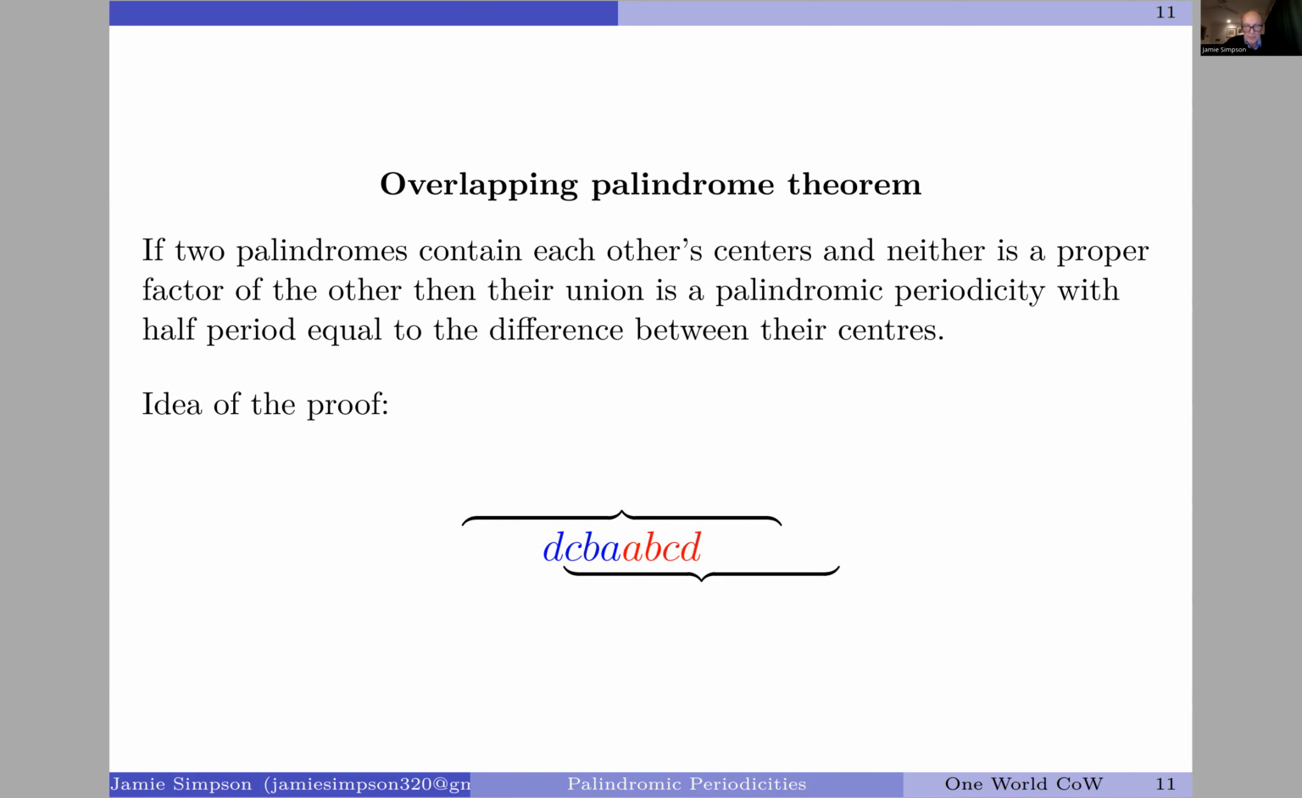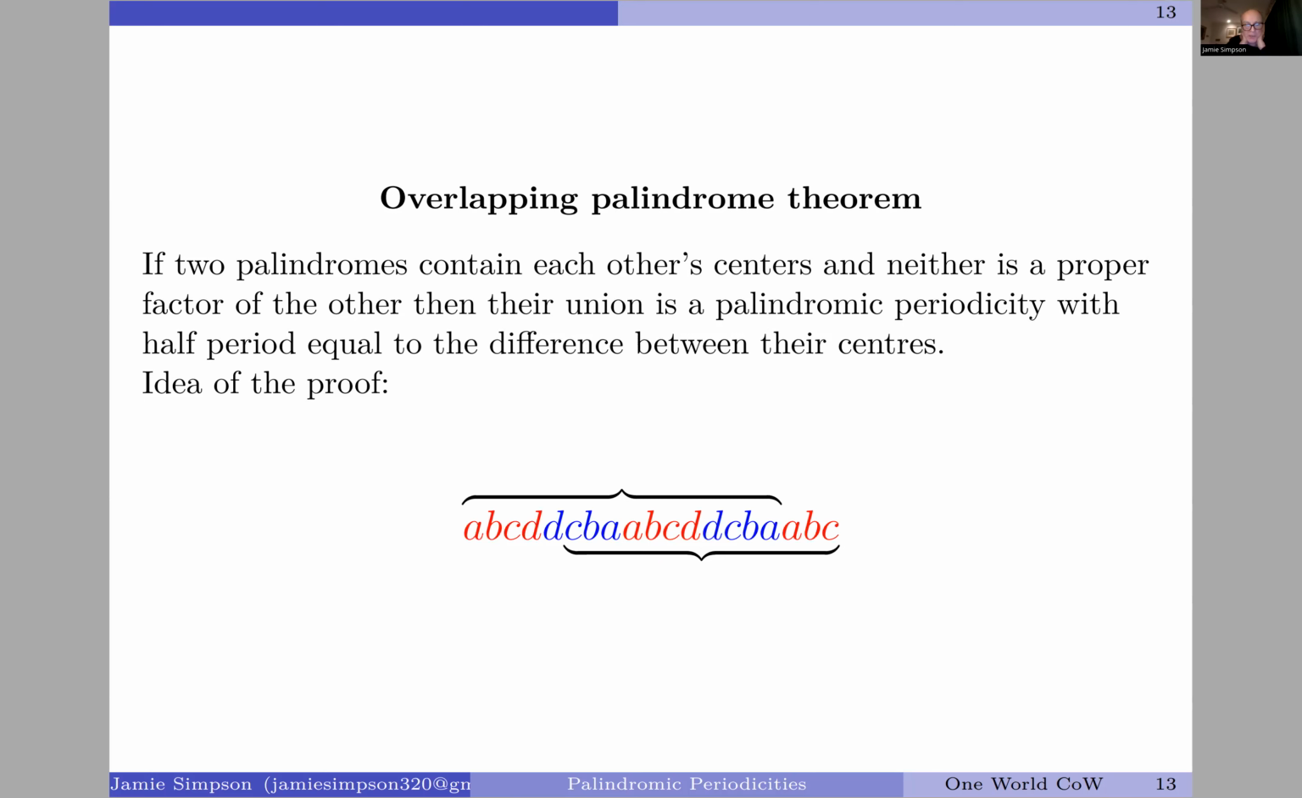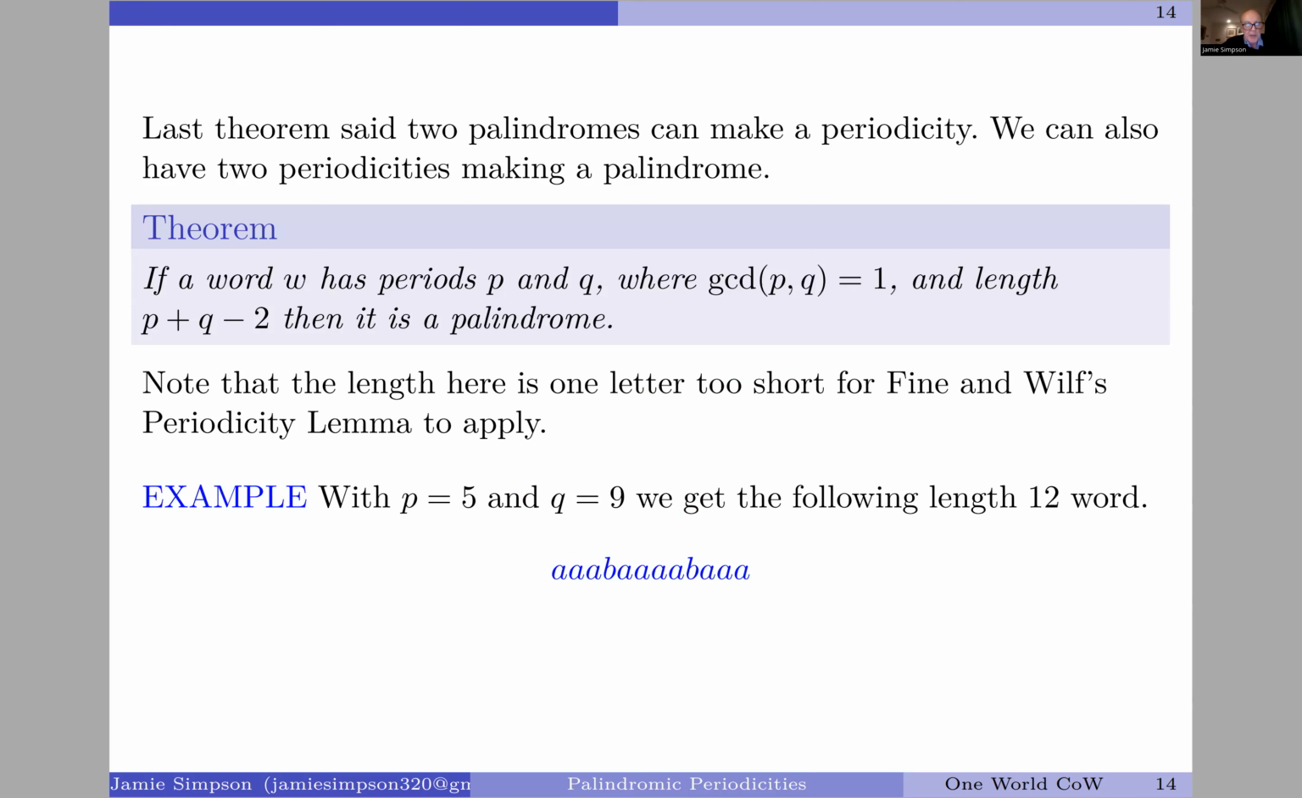Going backwards. There we are. So that's how it works, and you see that you have got a palindromic periodicity. The half period is the length of the ABCD, which is 4, and that's the distance between the centers. There's one extra bit here. It's a bit interesting that we've got two palindromes making a periodicity.